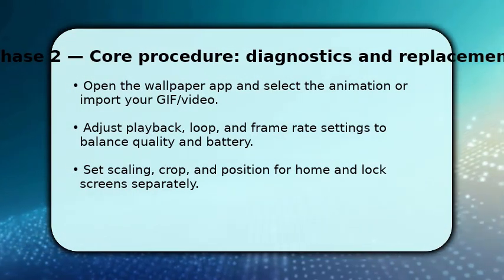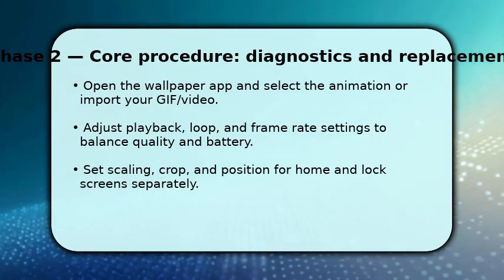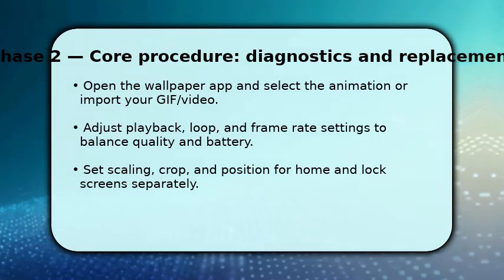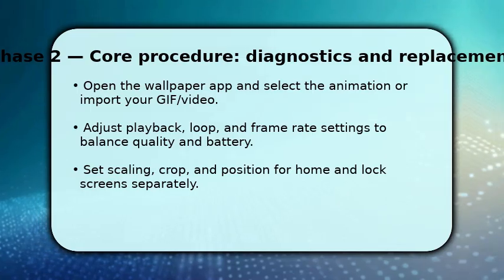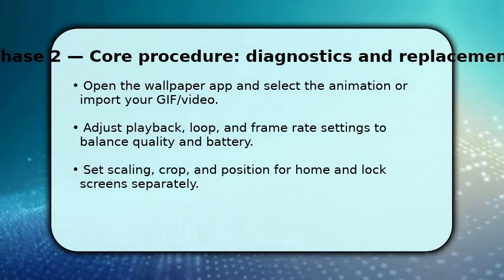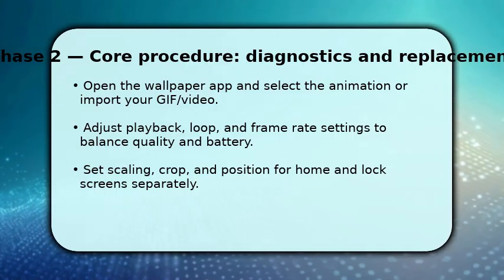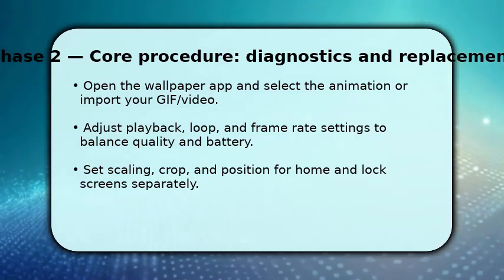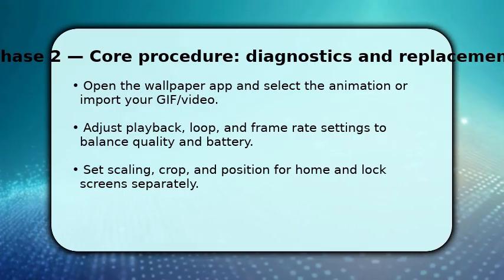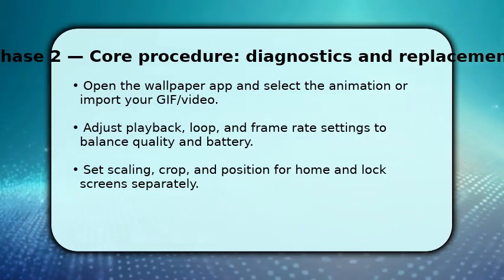Open the chosen wallpaper app and import the GIF or video, or pick a preset animation. You adjust playback options, looping, frame rate, and resolution, because higher frame rates increase smoothness but use more power. Then set scale and crop so the image fits your home and lock screens without awkward edges.